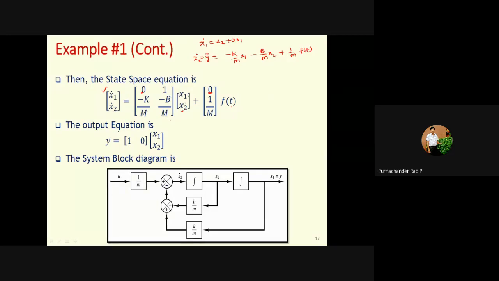Similarly the output equation. The state space model includes the state equation and also the output equation. The output equation we have shown: x1 is equal to y, so y is equal to x1 only. That's why 1 0 x1, and there is no input f of t, 0 into f of t, so D is equal to 0. So this is your state equation and this is your output equation. Then we need to represent this in a block diagram like this.